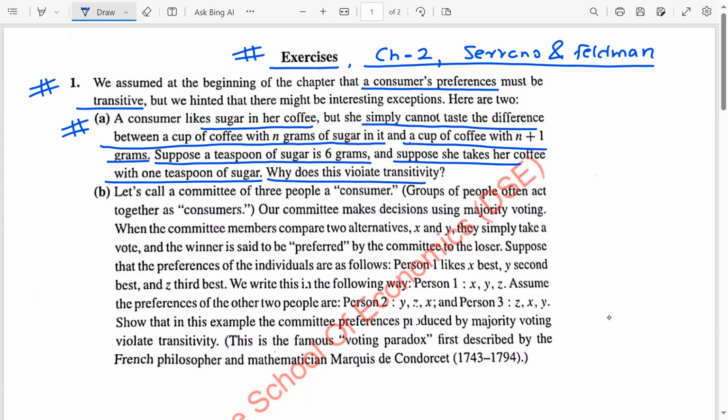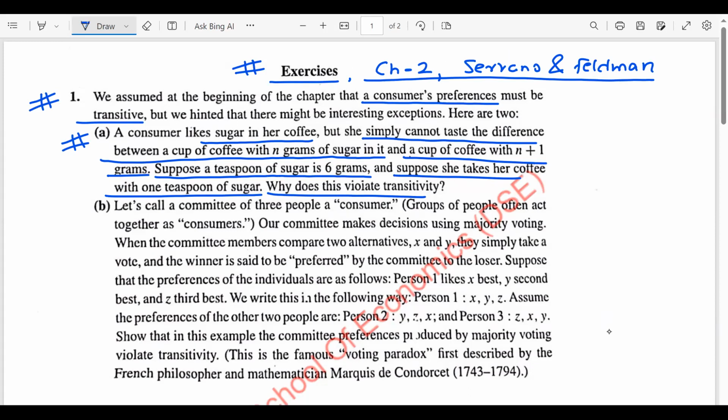Why does this violate transitivity? Okay, so if I take 1 teaspoon of sugar, which contains 6 grams, why is it violating the transitivity? Now, it's violating the transitivity because if I come to the whiteboard to explain, so now these are the back problems. I'm writing them for completeness. Back problems, chapter 2, Serrano and Feldman.